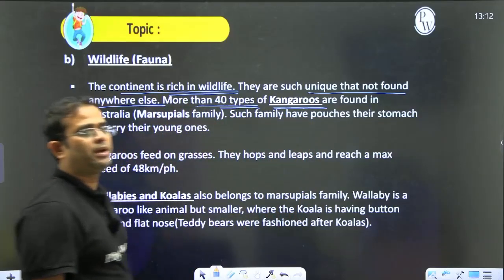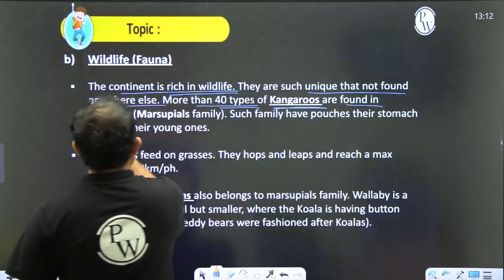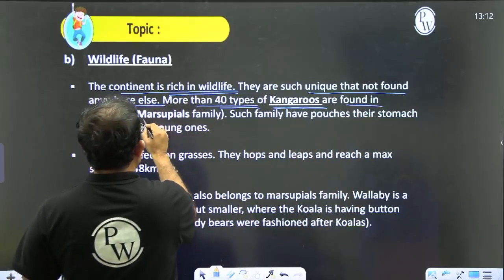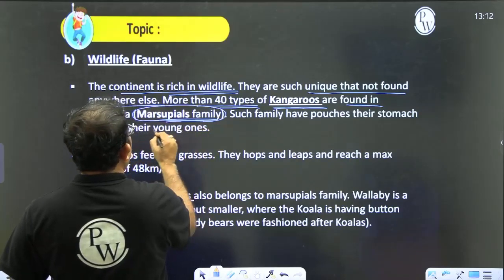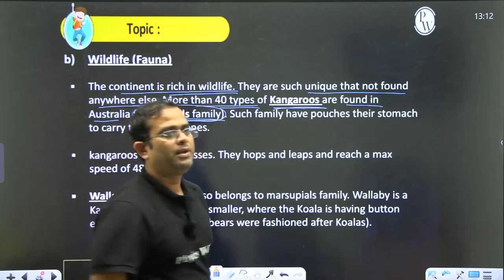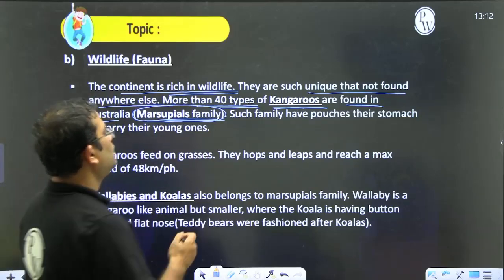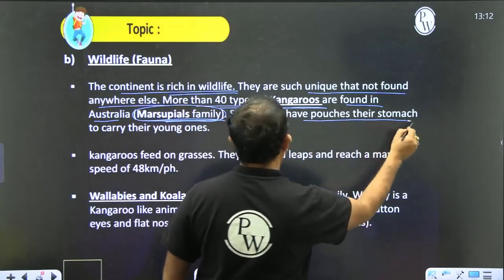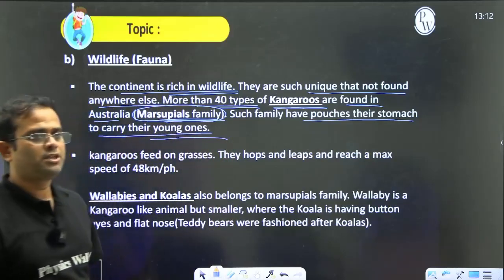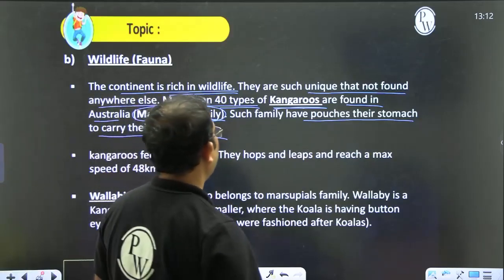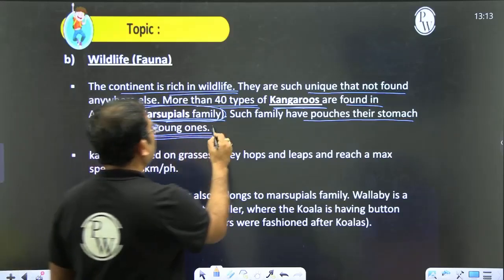Kangaroo, we know that one. Kangaroos are found in Australia. This question already came: kangaroos belong to the marsupial family. Such a family has pouches on their stomach to carry their young ones.